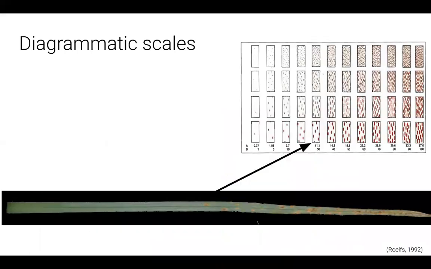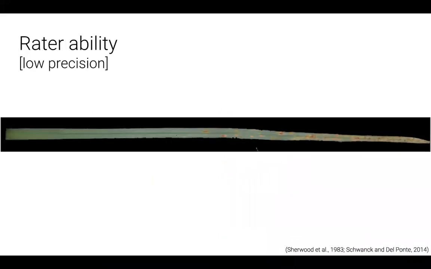So here's just showing that. So maybe this leaf here is 30. But as far as rater reliability goes, based off Sherwood et al. and many other publications in plant pathology literature, we know that raters often have low precision, right? From one rating to the next, from one rater to the next, oftentimes precision is low.